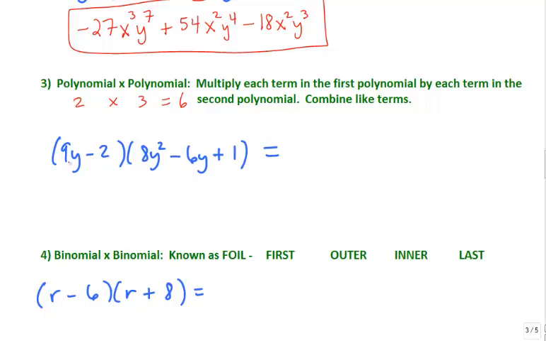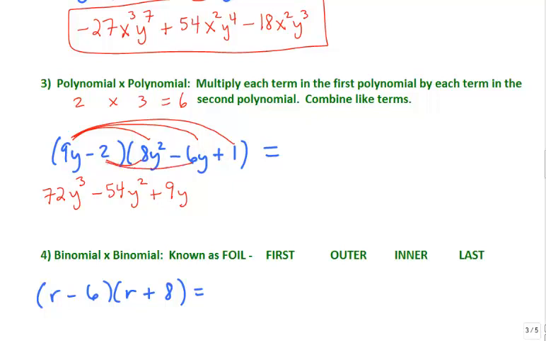So I'm going to start with my 9y, and I'm going to multiply that times all three of these terms in the second set of parentheses. And remember, again, it's coefficient times coefficient, and then you add the powers on the y's. So 9y times 8y squared would be 72, and y times y squared becomes y cubed. 9y times a minus 6y is a minus 54, and y times y is y squared. 9y times a positive 1 is a positive 9y. So that's this first term times all three of these. Now I need to take the negative 2 times all three of our terms.